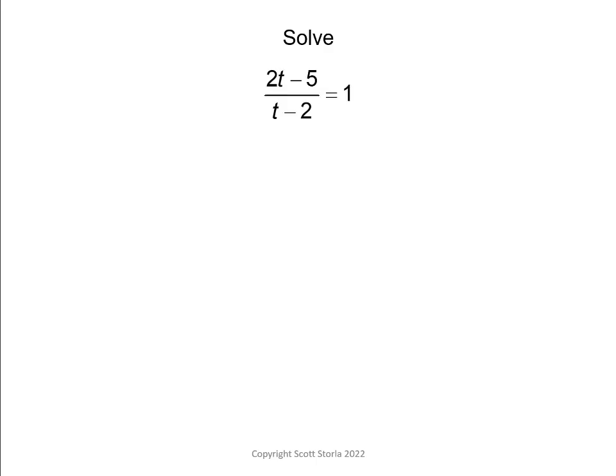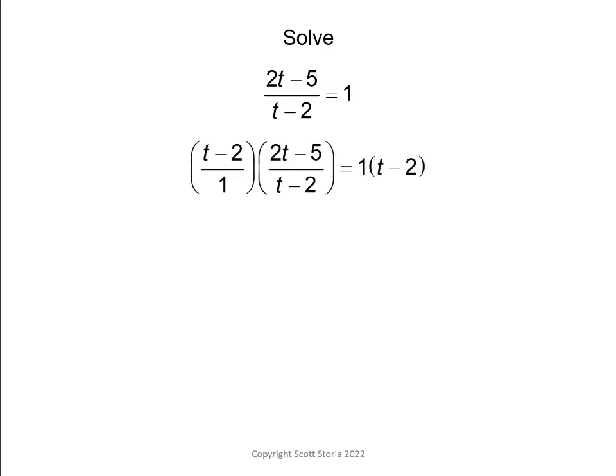And here's one more. After multiplying both sides by t minus 2 and reducing the common factor of t minus 2, I'll have 2t minus 5 equals t minus 2. Make sure you've also multiplied t minus 2 to the right side. And now to solve for t, I'll just subtract t from both sides and get t. I'll add 5 to both sides and get 3. And I can see that t is going to be 3.